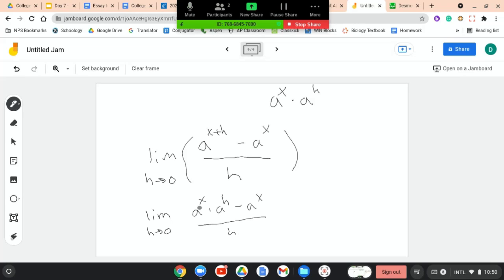Next, in the numerator, you'll notice I have an a to the x here and an a to the x here. So I can do some factoring. Would you agree that this is a valid factoring thing to do? And additionally, I could rewrite this fraction as a to the x times a to the h minus 1 over h. Would you agree? I'm just taking this a to the x in the top and bringing it down, because if I multiply these two things together, I get the same thing as up here.